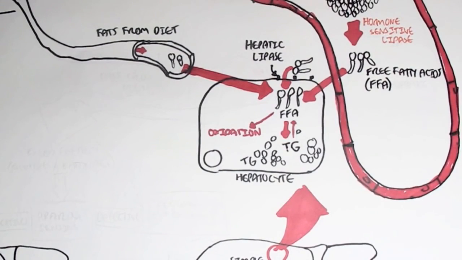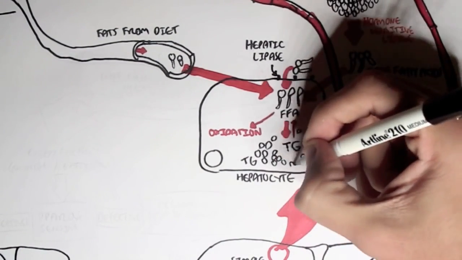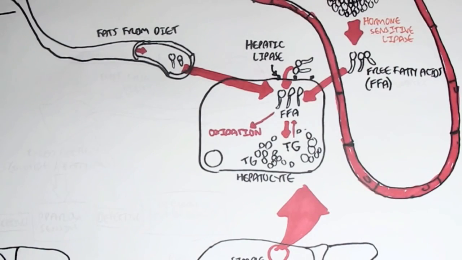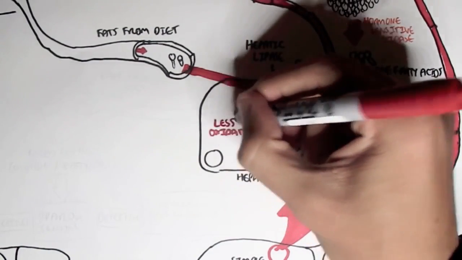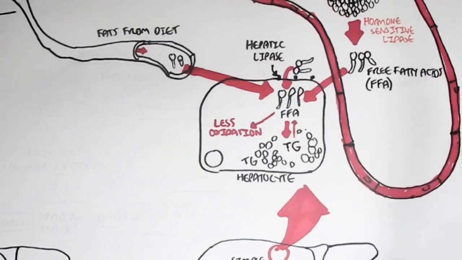So now, with heaps of fatty acids, we have more synthesis of triglycerides, but less oxidation, which means that the triglycerides will accumulate within the liver and form lipid vesicles. And essentially, this is what we see in steatosis. We see fat accumulation in hepatocytes. We see the fatty acids forming triglycerides, forming lipid vesicles. And we see less oxidation.